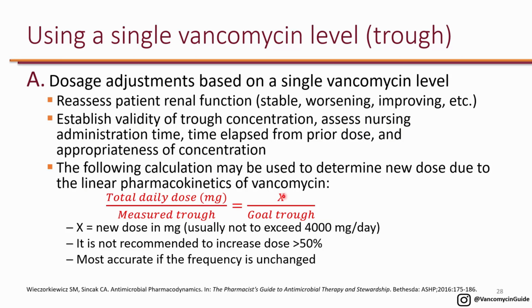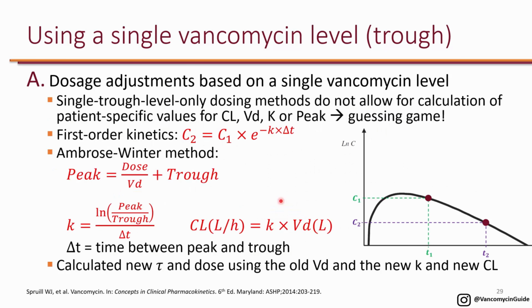And then whatever total daily dose that you get, you will have to convert it to the same frequency. So for example, if somebody was receiving 1 gram Q8 and you converted that to 3000 milligram, whatever you get here, you need to convert it to Q8. And that's how this proportion equation will work. You have to maintain the same frequency. Otherwise, if you try a different frequency, it's not going to be as accurate. So that was the fast way of doing it based on a single level.